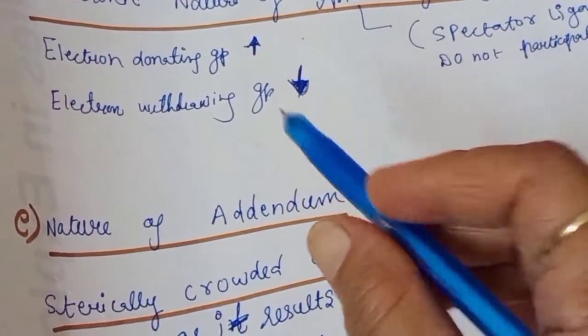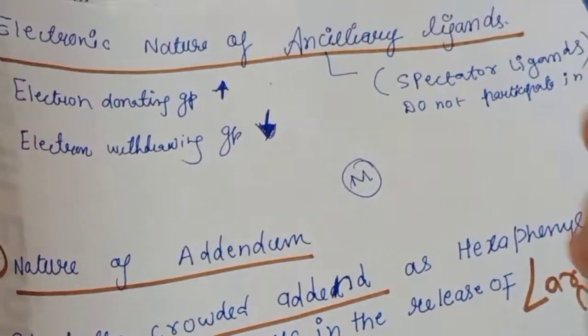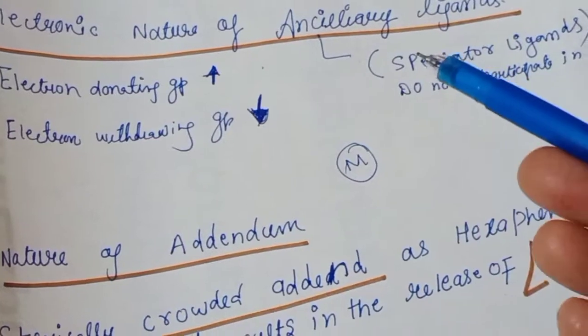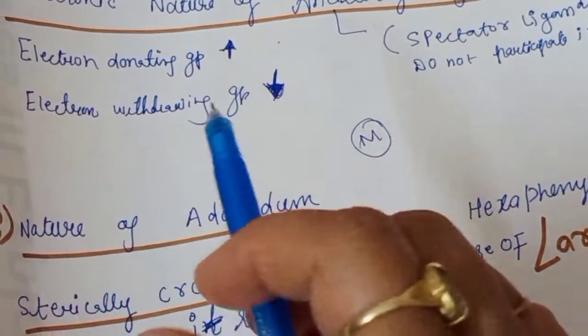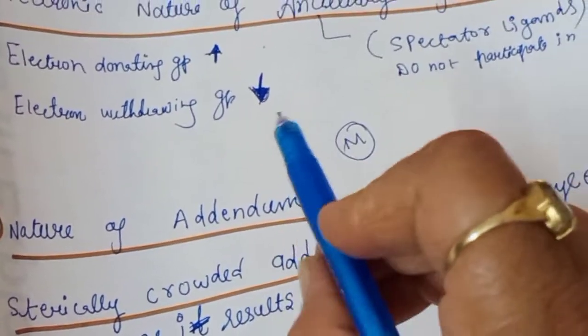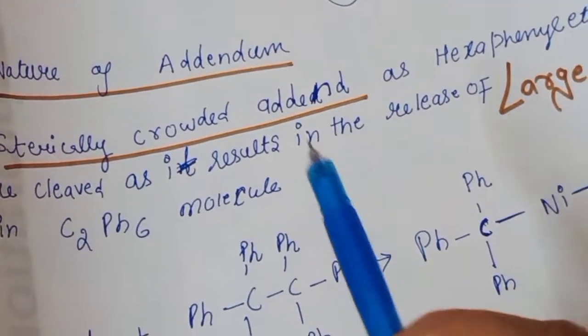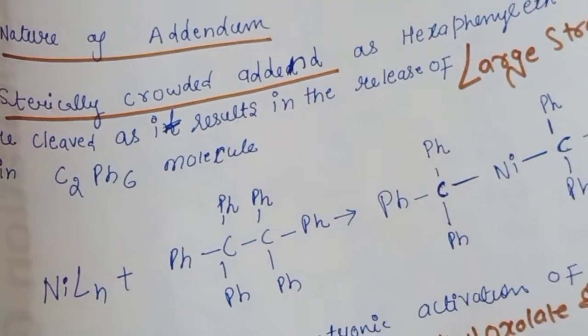As we know now, any electron donating group at the metal center will help the reaction, and if any electron withdrawing groups are there, they will decrease the electron density, so they will not help the reaction to go easily. Then, nature of the addendum. This is again an important point.